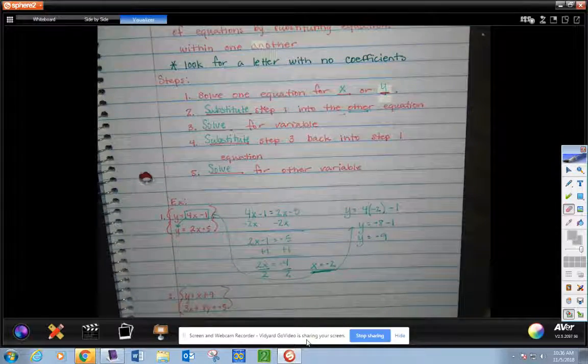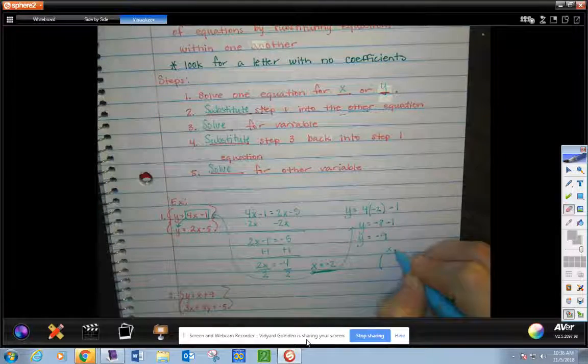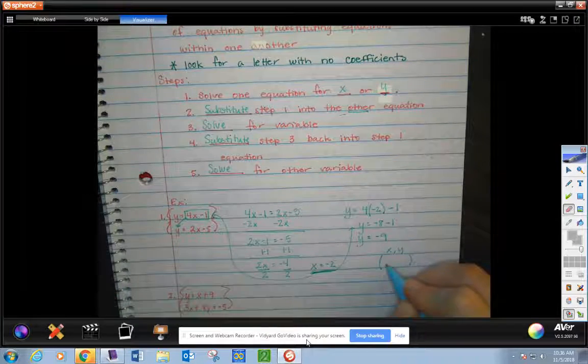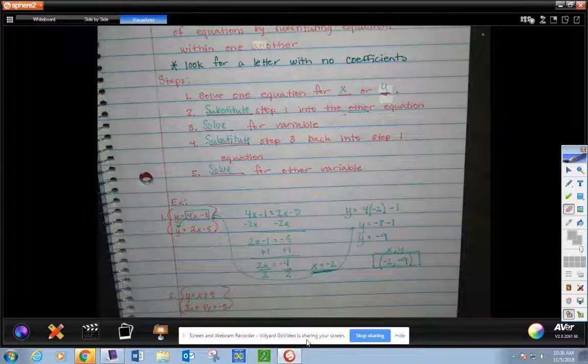Now, to write your final answer, you must write it as an ordered pair. And remember, it always goes x comma y. So my x is negative 2 and my y is negative 9. And that is my final answer.